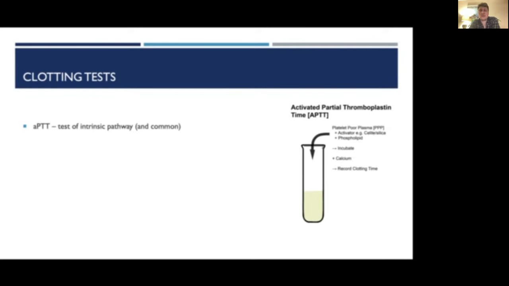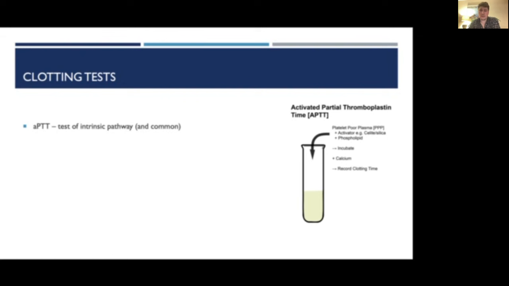Okay. And then we have our test of the intrinsic pathway. So this is the activated partial thromboplastin time, which is a very similar test in so many ways, because we take platelet poor plasma, so we're ignoring primary hemostasis and we're just looking at secondary. And this time we don't want to get the extrinsic pathway activated at all. So we leave out the tissue factor and we add in an activator, like a contact factor, such as silica, which is the most common one. And then we do the same things. We add in phospholipid, we incubate at 37 degrees C, and we add back in the calcium and record the clotting time.